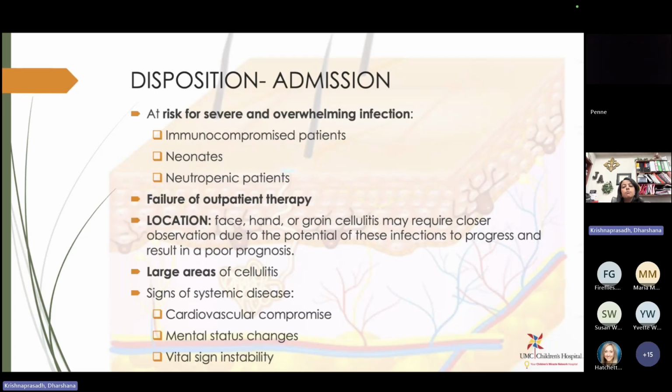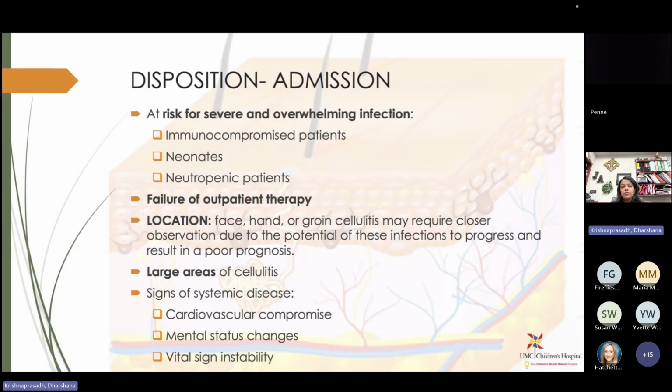People who are at more severe risk of infection or overwhelming infection are immunocompromised patients, neonates, or those with neutropenia or on immunotherapy, cancer, those kinds of patients. Anybody who has failure of outpatient therapy, or has already been trialed on PO antibiotics, may need to get admitted. Location itself, if it's in the face, hand, groin, they may require closer observation because those infections tend to progress and spread more.